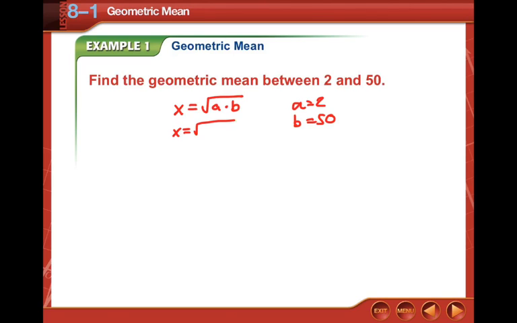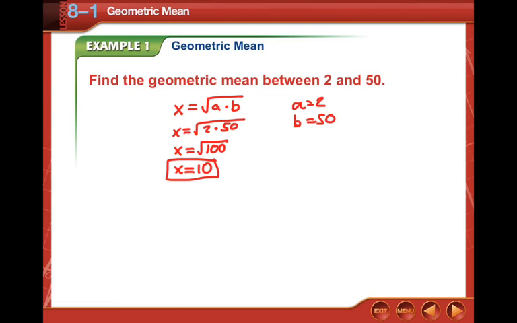X is equal to the square root of 2 times 50. Plugging in our numbers, we got 2 times 50 is 100. And the square root, so a number times itself, is equal to 10. So 10 times 10 is 100.